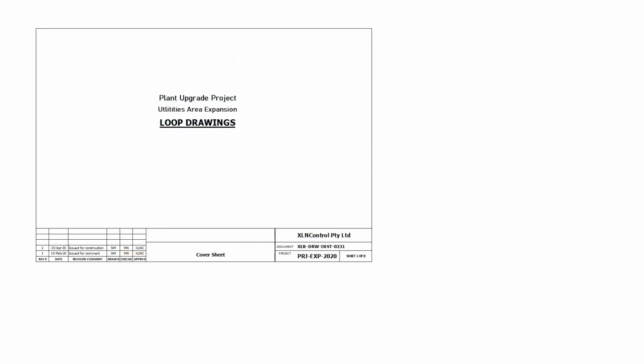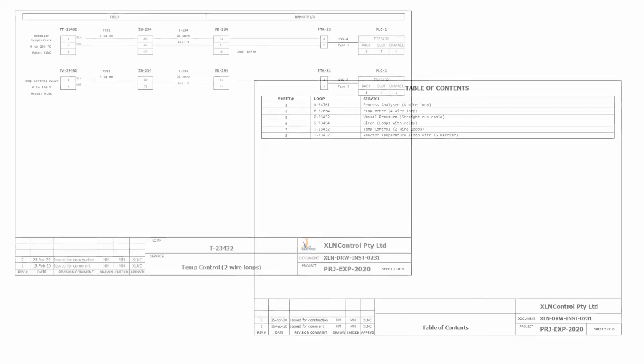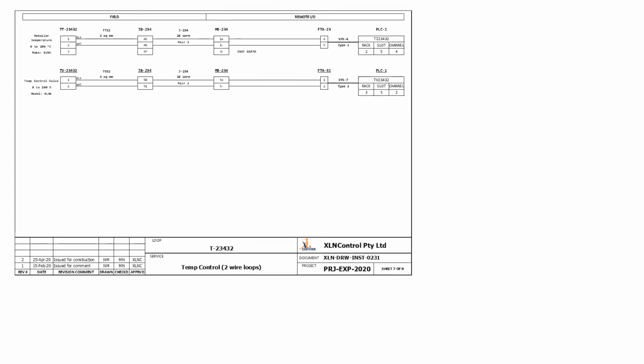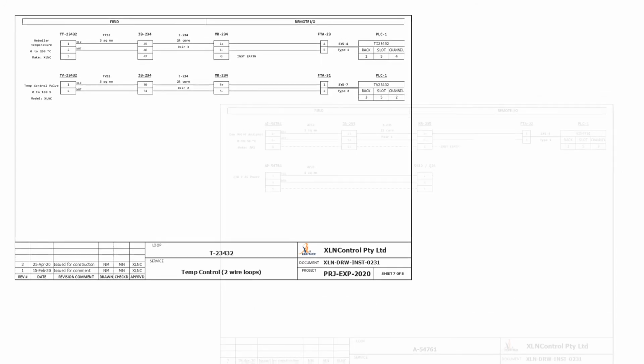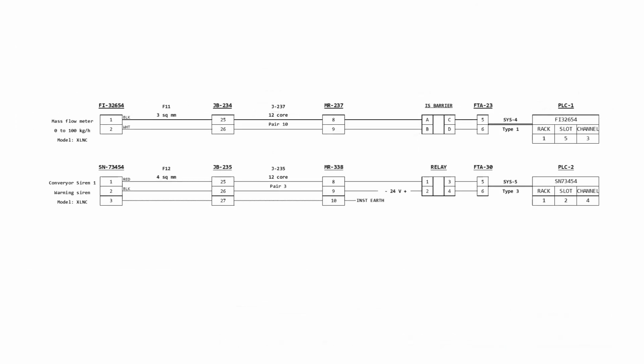The output file includes a title page and a table of contents. The tool can be used to generate both 2-wire and 4-wire loops. Loops with relays and barriers can also be created using this tool.